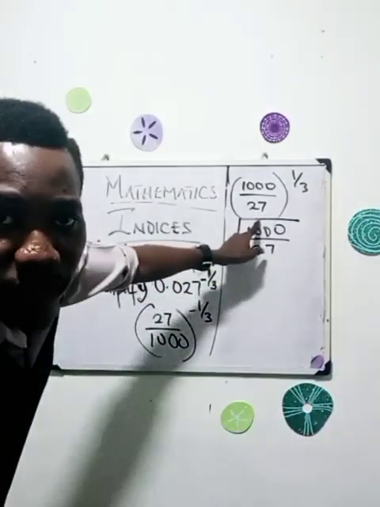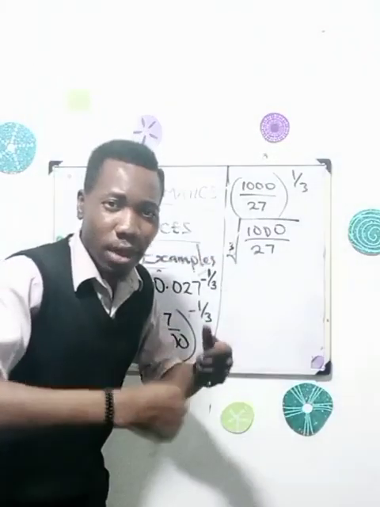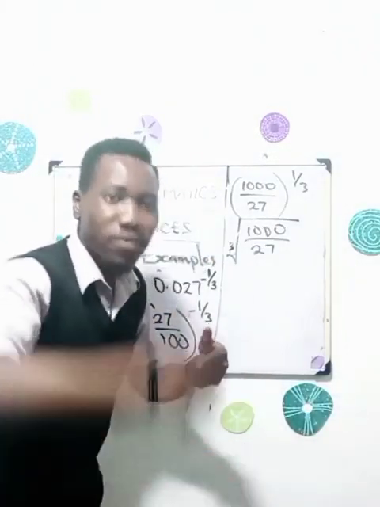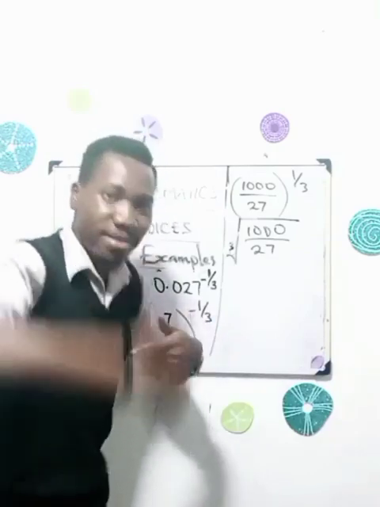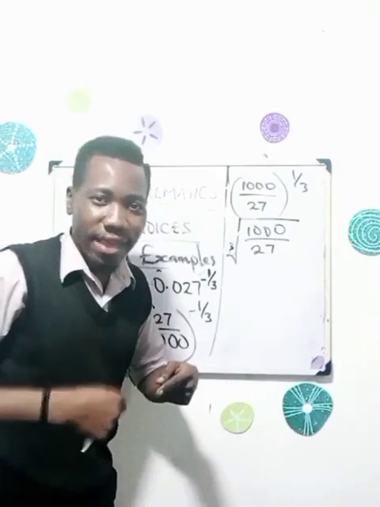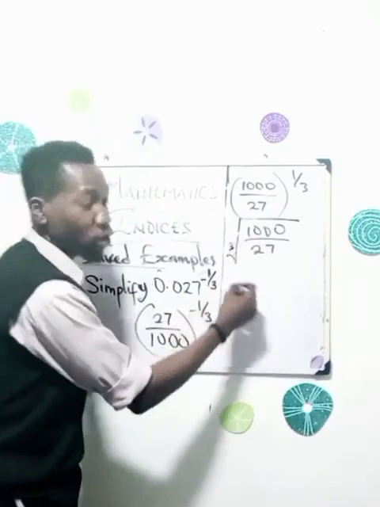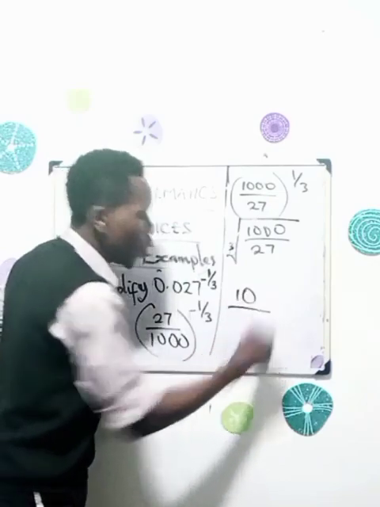The next thing you want to ask yourself: what is the cube root of 1,000? What is that number that will multiply itself by itself, and again by itself, three times, to give you 1,000? That is 10. 10 times 10 times 10 will give you 1,000. So you have the cube root of 1,000 to be 10 all over.